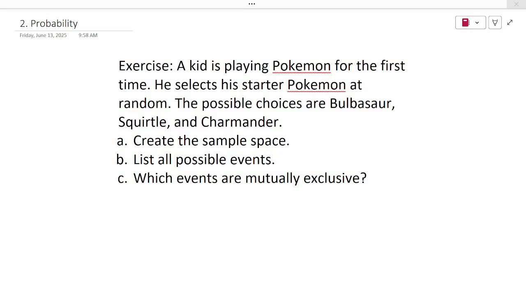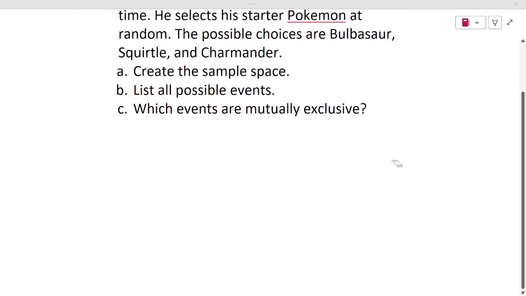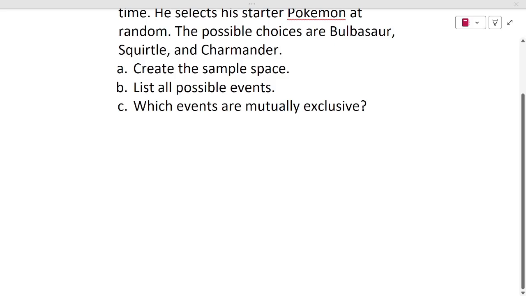Today we'll start by looking at the exercise I gave to you all last video. In this exercise we're looking at a kid who's playing Pokemon for the first time. He's selecting his starter Pokemon at random, and there are three possible choices: Bulbasaur, Squirtle, and Charmander. First step is going to be to create the sample space.